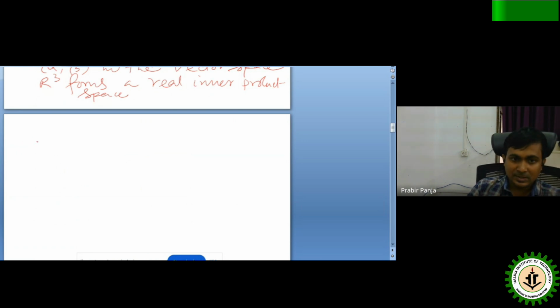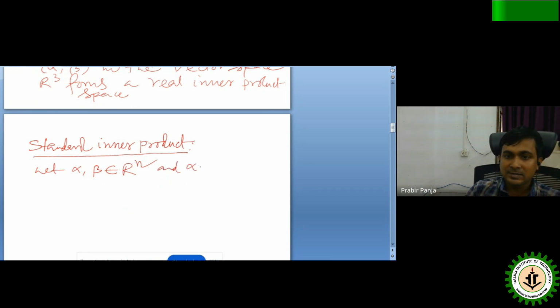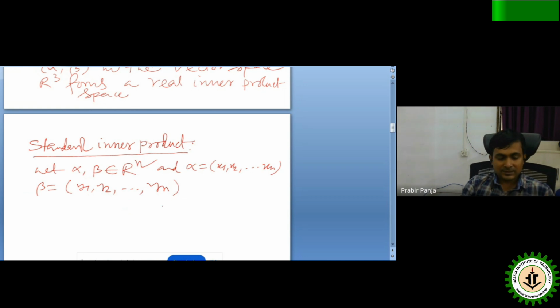Now, standard inner product. Suppose we have two vectors, alpha and beta, from the n-dimensional space R to the power n, where alpha is equal to x1, x2, dot, xn, and beta is another vector, that is y1, y2, dot, yn. These two are from n-dimensional space.